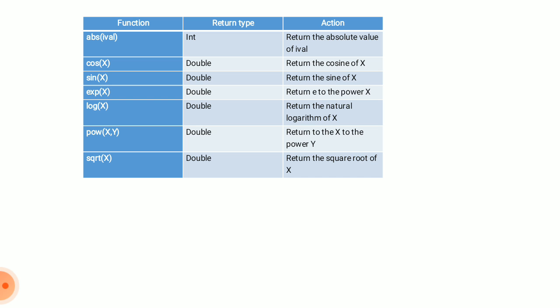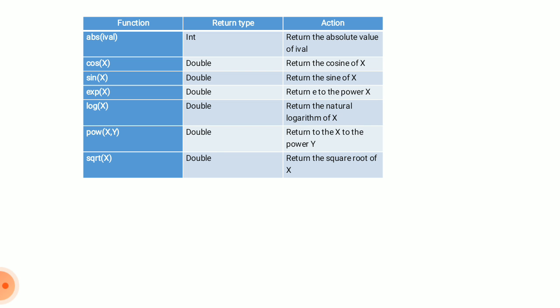The first one is abs, that is absolute of ival. abs is a function name, and if you put parentheses after any name, it becomes a function. You cannot write abs as absolute. abs is a library function, it is inbuilt, and you cannot change or modify it.